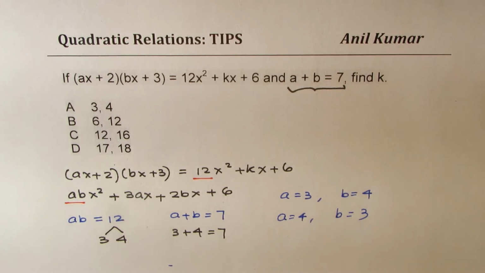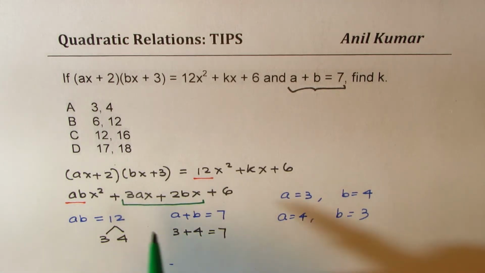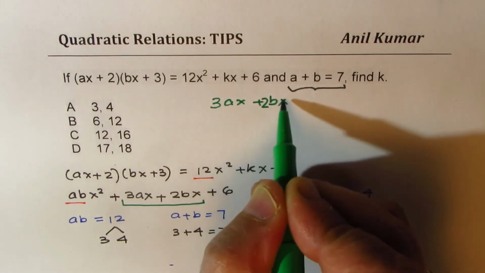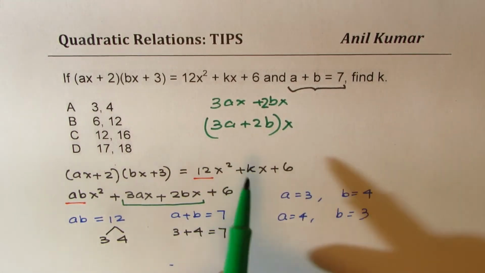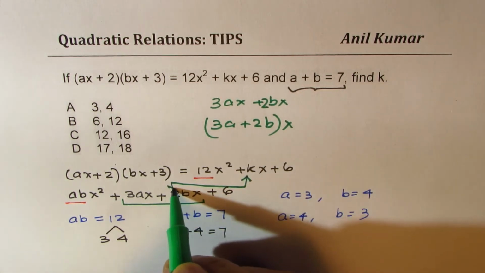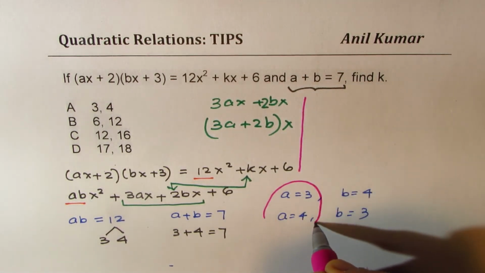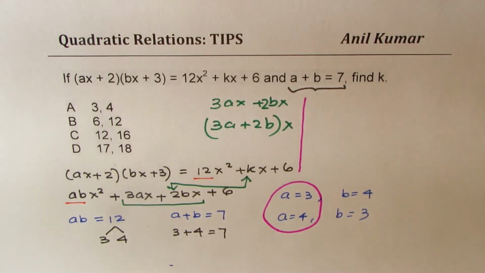Now, taking these options, we can find the value of k, correct? Here we have 3ax + 2bx. That means the coefficient of x is 3a + 2b, right? So if you compare the coefficient with k, you can get the value of k. To get the value of k, you can solve the two cases. One, with a equals 3 and b equals 4.